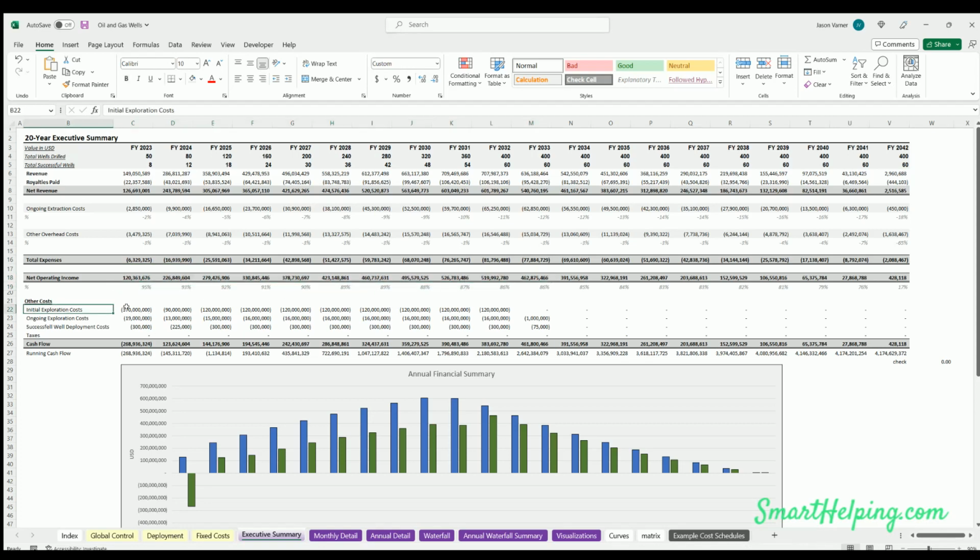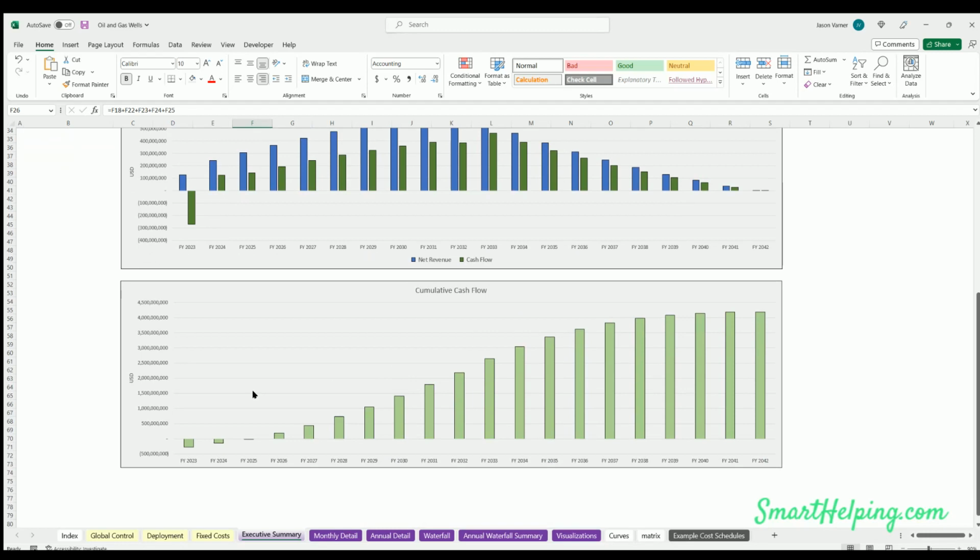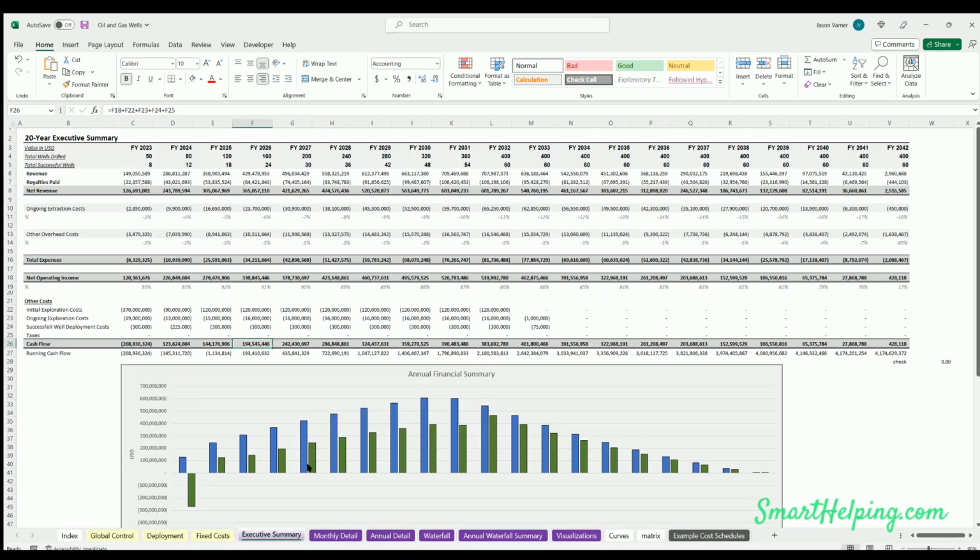The initial exploration costs, aggregate ongoing exploration costs. These are not ongoing drilling costs. This is before a successful well has been found. So let's put it down in this section. And then you've also got the successful well deployment costs. All that aggregates into a cash flow that we can summarize here. We've also got some visuals to show net revenue and cash flow. We've also got cumulative cash flow over time.